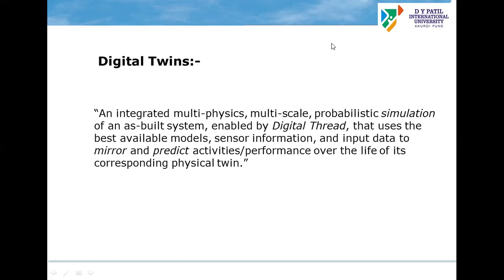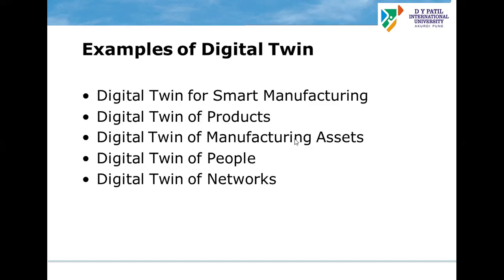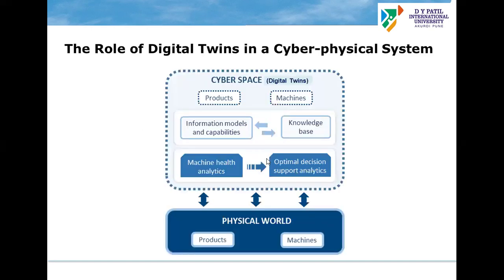Now, just look at this flow. We have different examples of digital twin: for smart manufacturing, for product designing, for manufacturing processes, for different people, for different networks. We are using digital twin to reduce human effort and to improve overall efficiency. Now, how these systems are integrated with each other is important. We have information of the product, and we have information of the machines.